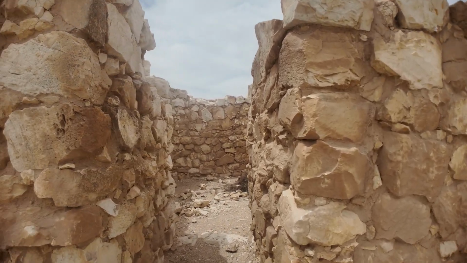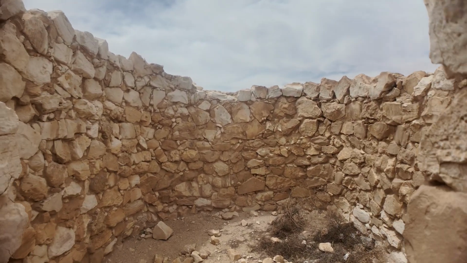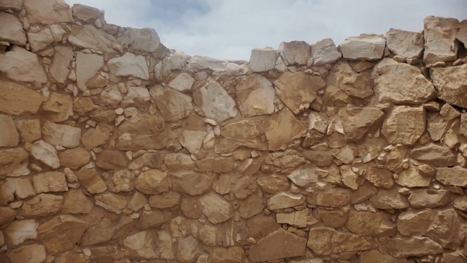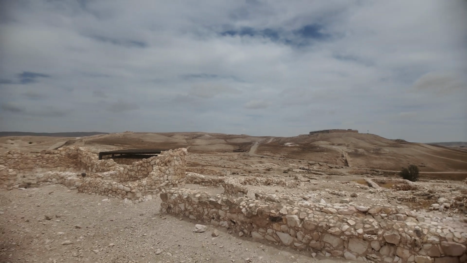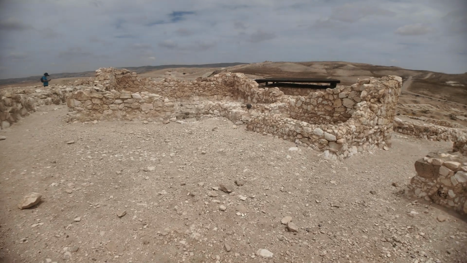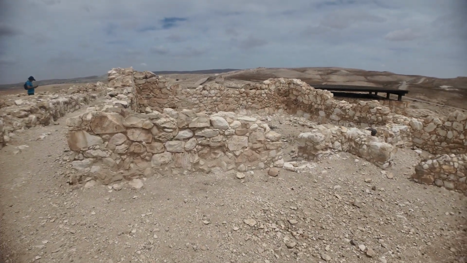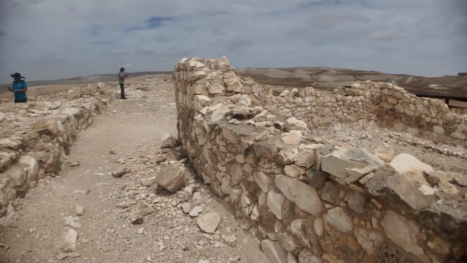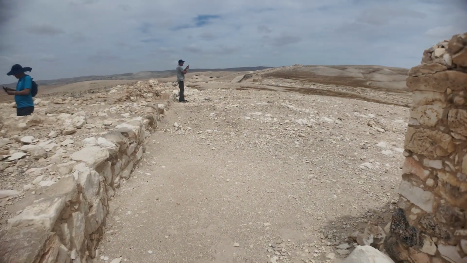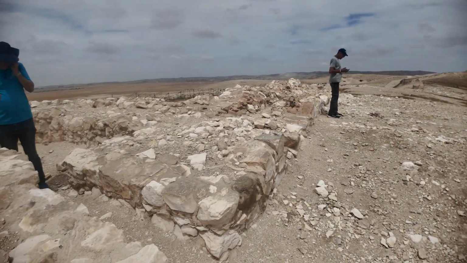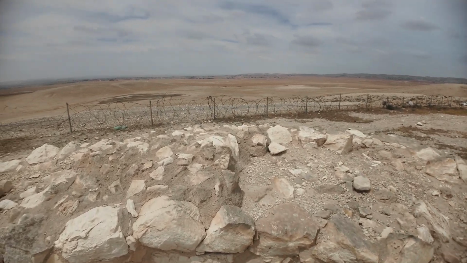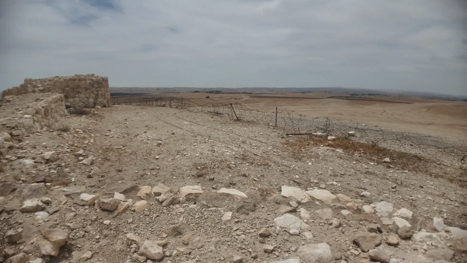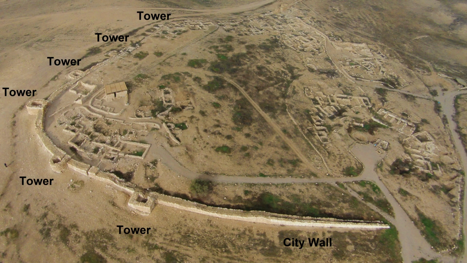Along the walls are semicircular towers. This is one of the towers, extending from the wall. Another semicircle tower along the wall. You can see how they extend out of the wall, and along the city wall are several of those towers.